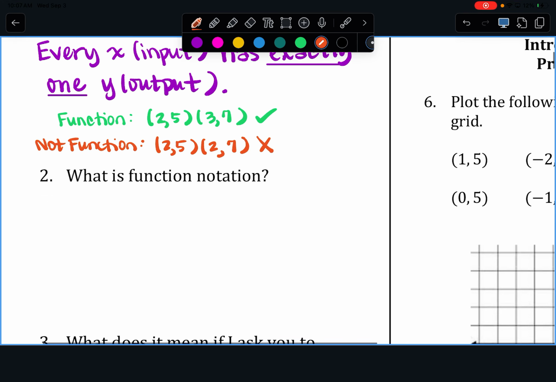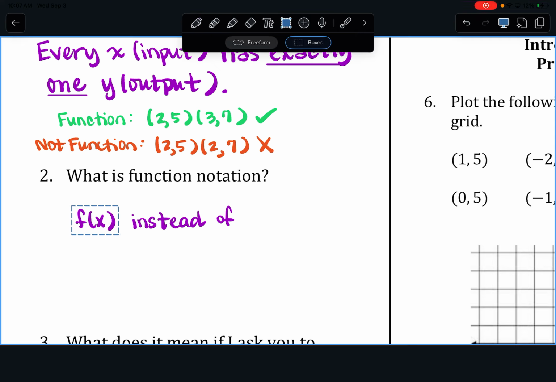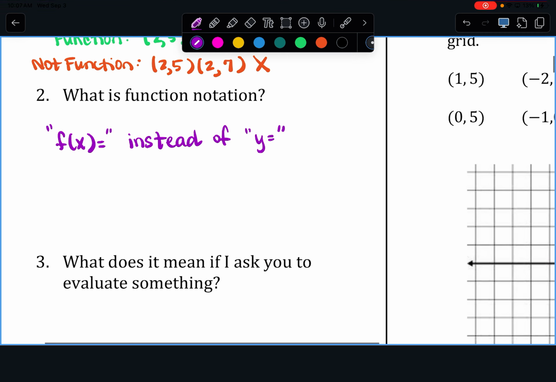All right, what is function notation? Function notation is just when it says f of x instead of y. Let me put f of x equals, because it's got to be like that. So it says f of x equals instead of y equals. It tells you what the input of the function is with the f of x, and it names it. It could be g of x, h of x, k of x, it doesn't matter. It just names the function and tells you what the input is in that parentheses.